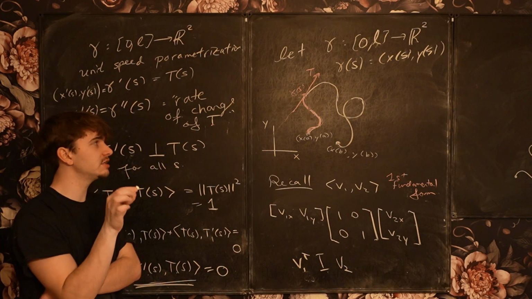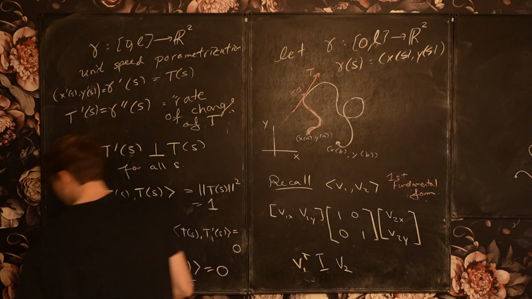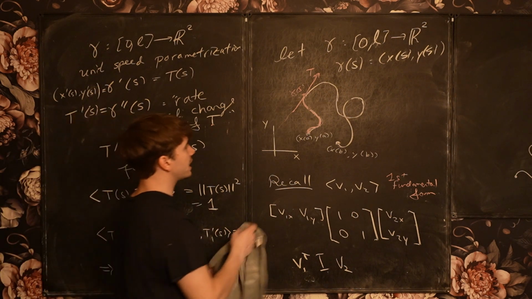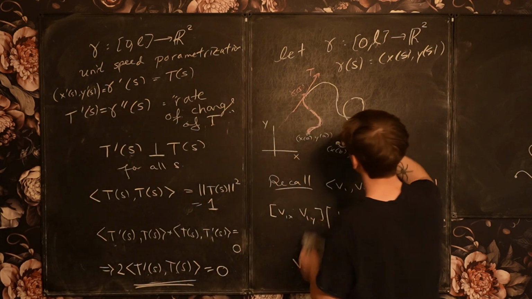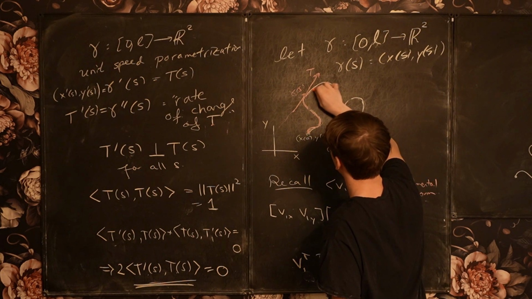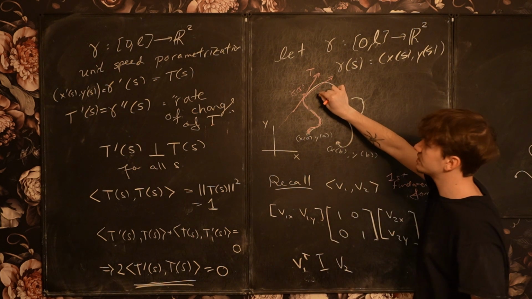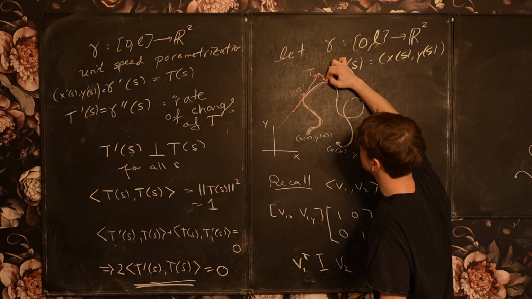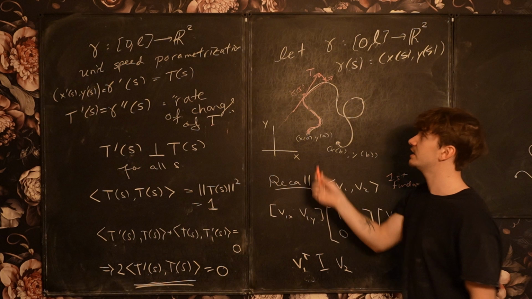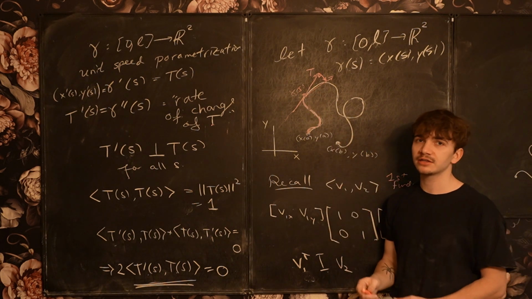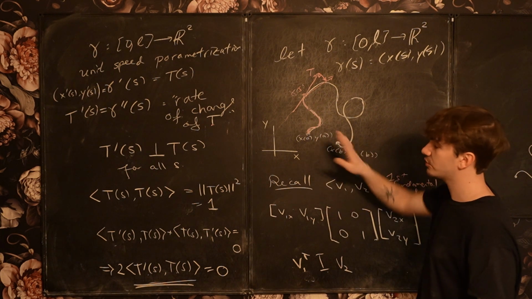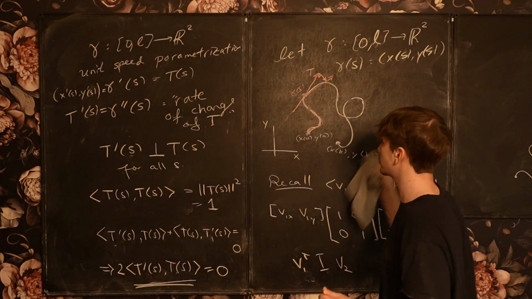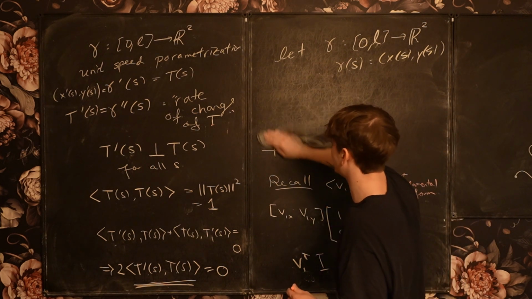So the rate of change of the tangent vector, let's draw this now. The rate of change of the tangent vector, locally speaking, if I just move this tangent vector slightly along the curve, the rate of change is actually orthogonal to the tangent vector. And you could think of that as if you just view a circle, picture a circle, okay? Let's do a circle now.